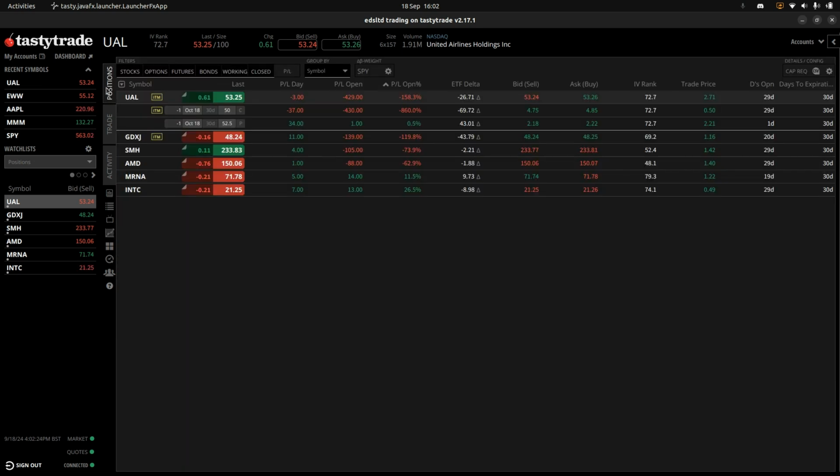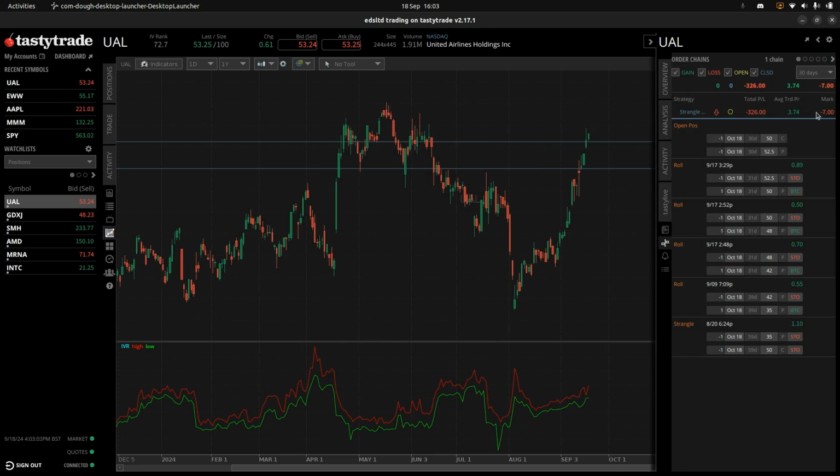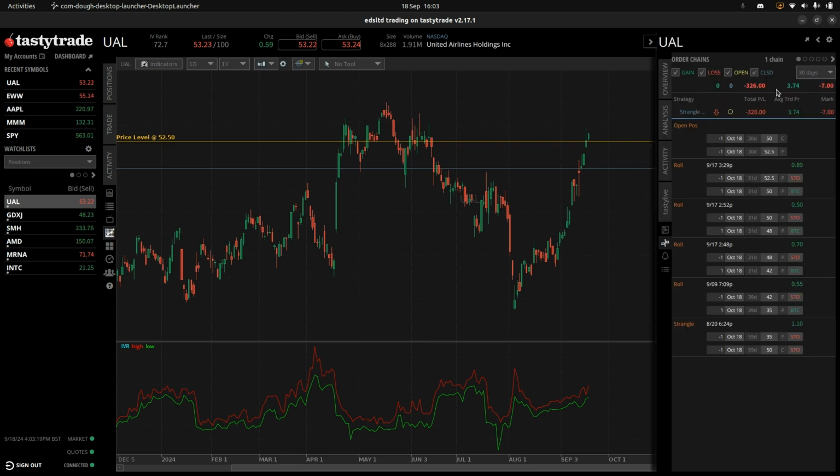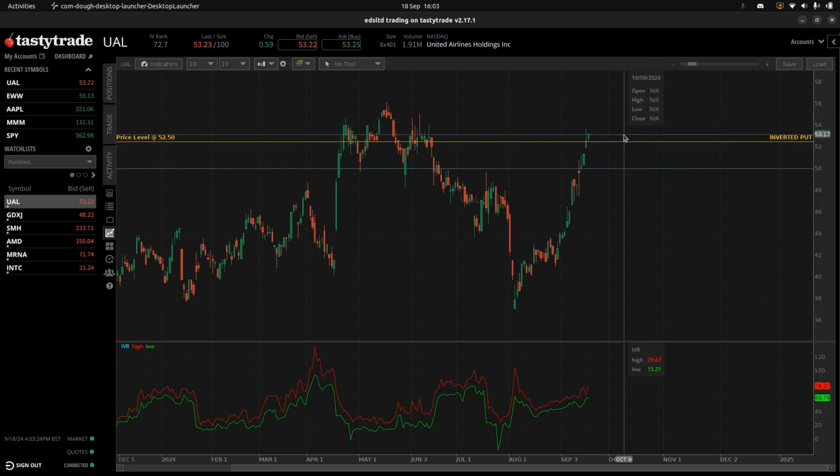Obviously, it is above our call, hence why it is inverted. So if we want to calculate our break-even points, we've collected a total of $3.74 on this position. Our inverted put contract is at $52.50. So we add $52.50 to the total amount of premium that we collected, which is $3.74. So that comes out to 56.24. So our break even on the top side is 56.24, which is about there, right? Which puts us right at the top of this little range.